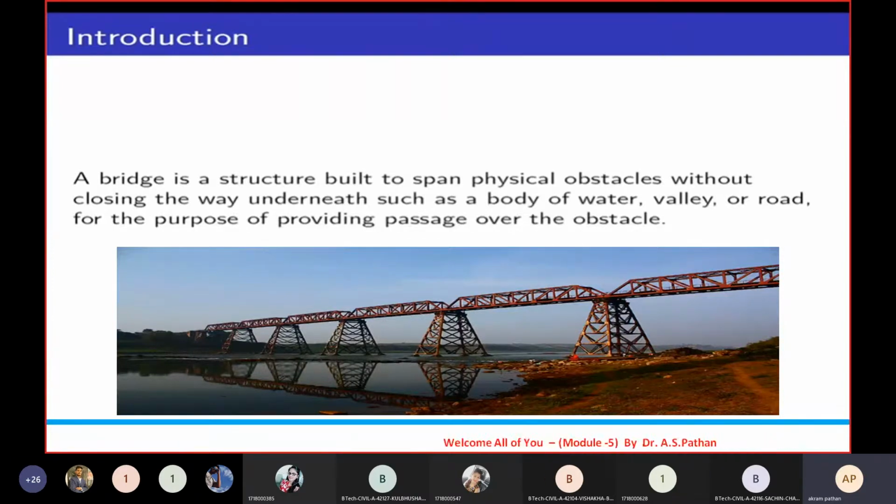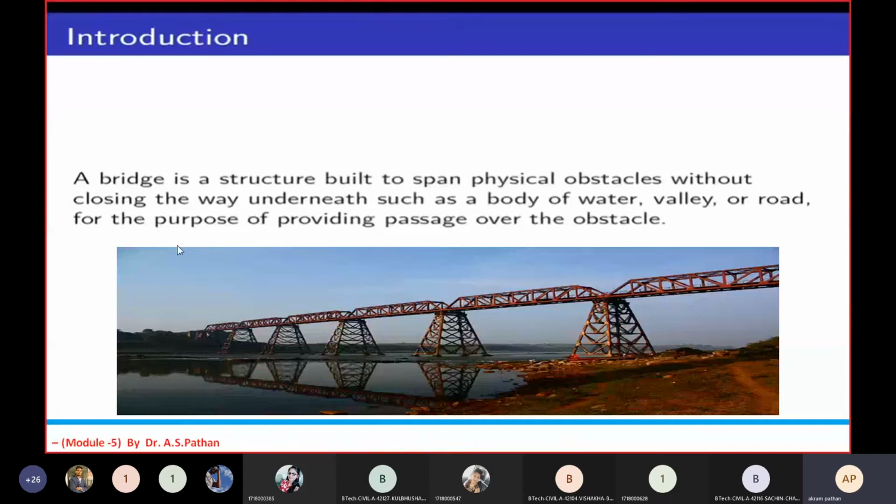So a bridge is a structure built to span physical obstacles without closing the way underneath, such as a body of water, a valley, or even a road, for the purpose of providing passage over the obstacles.